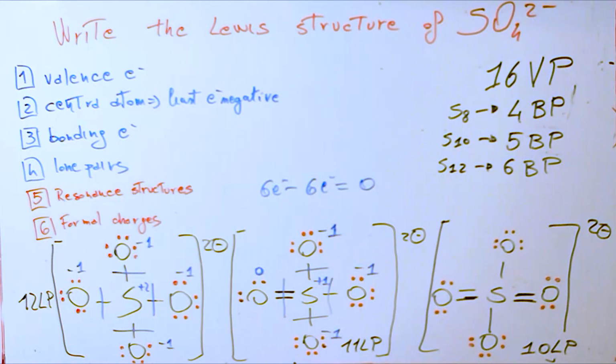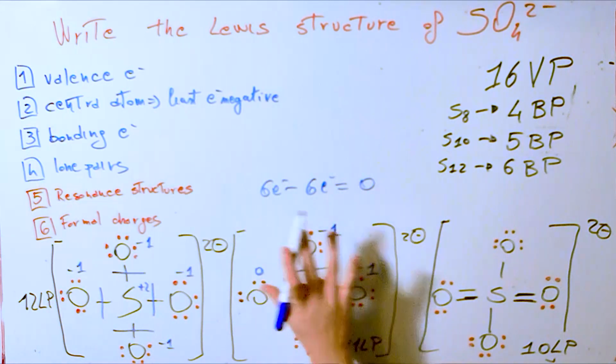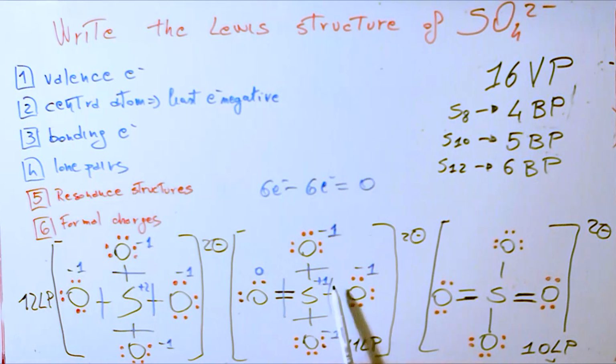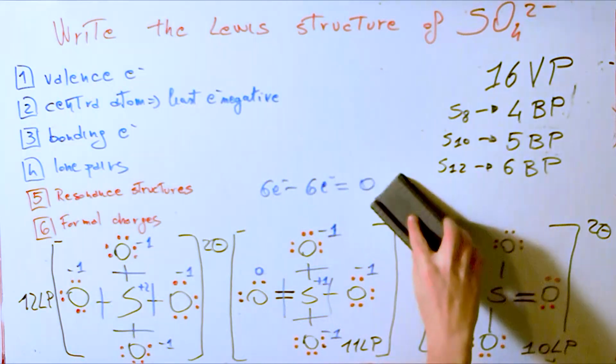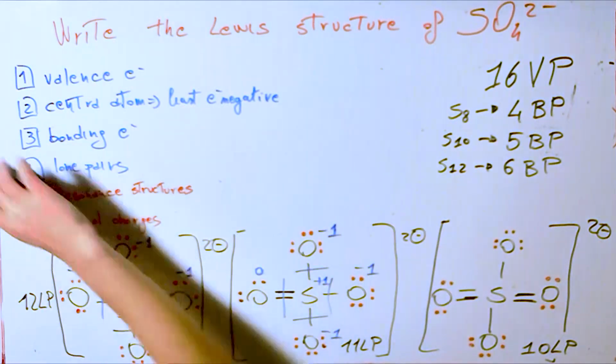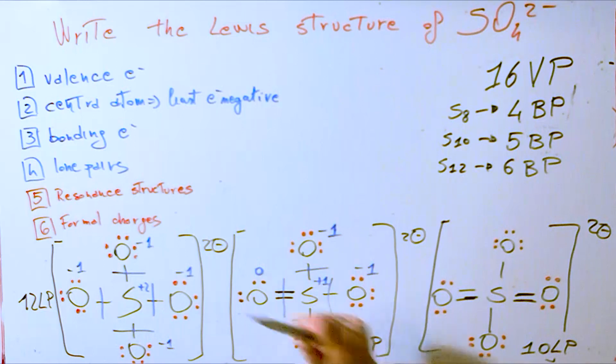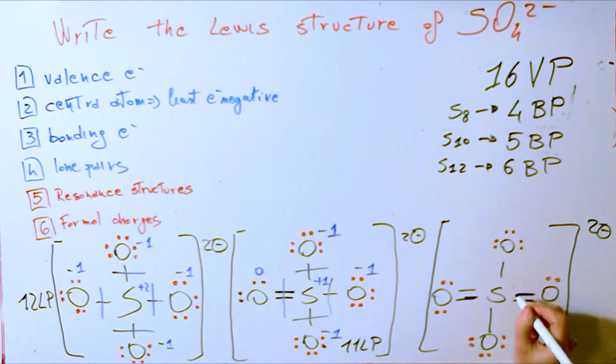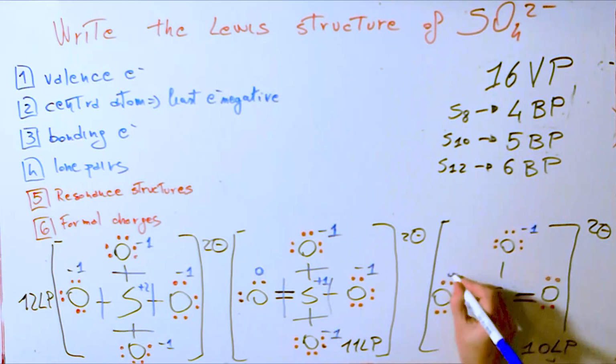Let's verify if everything is okay by the calculation of total formal charges. So plus 1 and minus 1 gives 0. Minus 1 and minus 1 gives minus 2, which is in accordance with the charge of the ion. So everything is okay. Okay, do this by yourself. I will write directly the solution here.